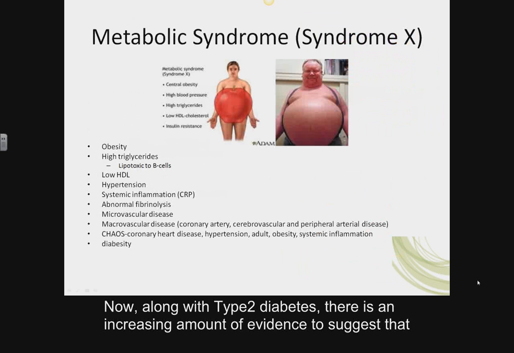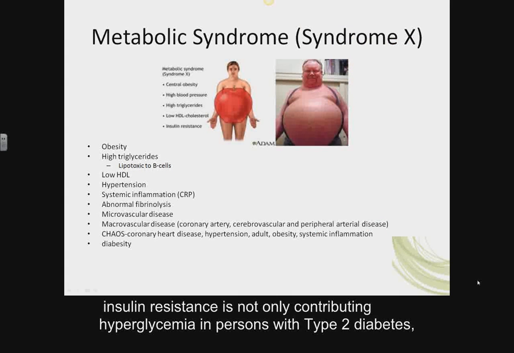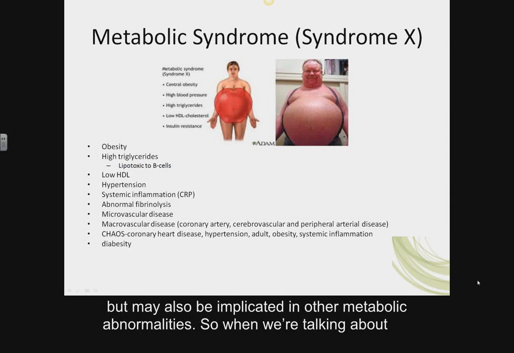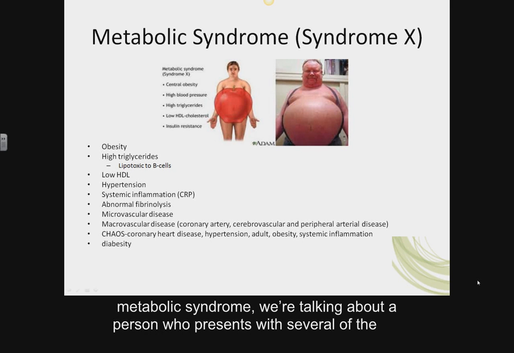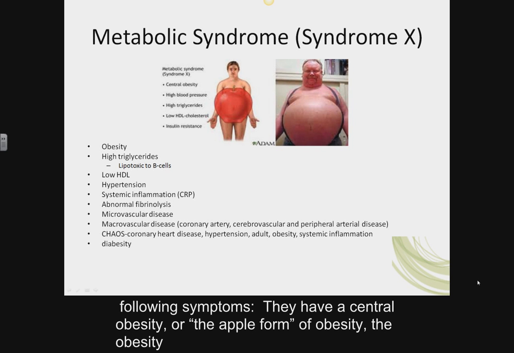Now, along with type 2 diabetes, there is an increasing amount of evidence to suggest that insulin resistance is not only contributing to hyperglycemia in persons with type 2 diabetes, but may also be implicated in other metabolic abnormalities. So when we're talking about metabolic syndrome, we're talking about a person who presents with several of the following symptoms.